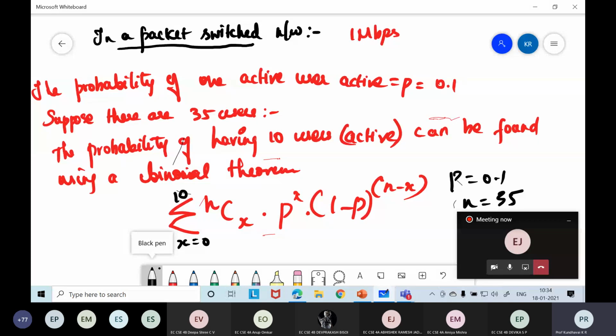If you do the math on it, you will get an approximate result of 0.9996. So this is for 10 users being active. For the 11th user, having 11 or more simultaneous active users, you have to do this. If you have copied this down, then I will just go to the next line.